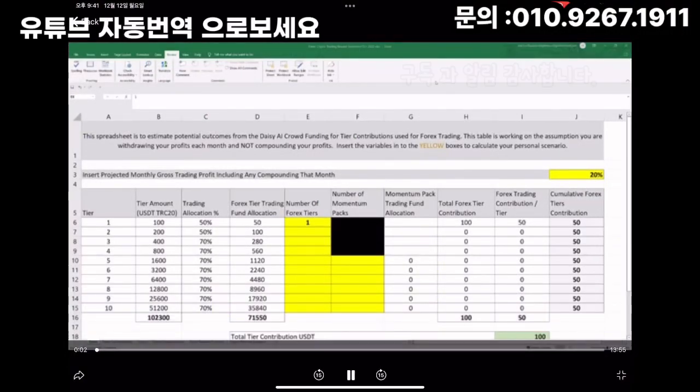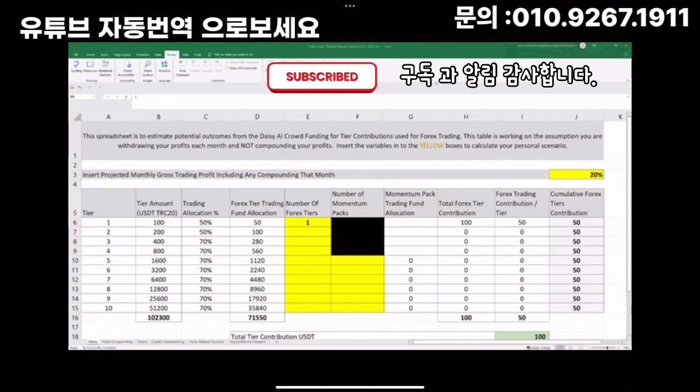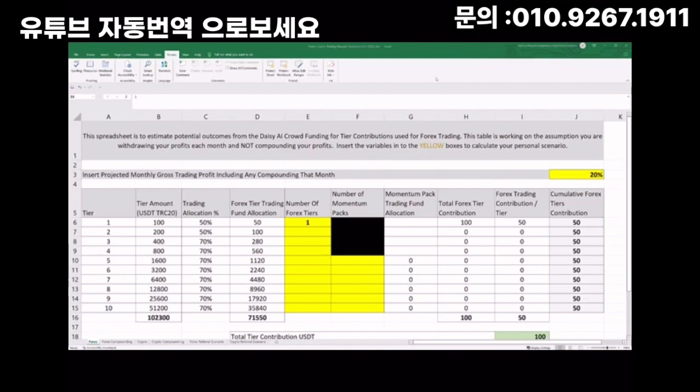Hi and welcome. In this video tutorial, we're going to go through the new crypto and Forex D.AI.SY calculator to showcase various scenarios that will happen if you make a contribution to the crowdfund for DAISY. Please understand these spreadsheets are based on giving you an estimate and we do not guarantee any results.